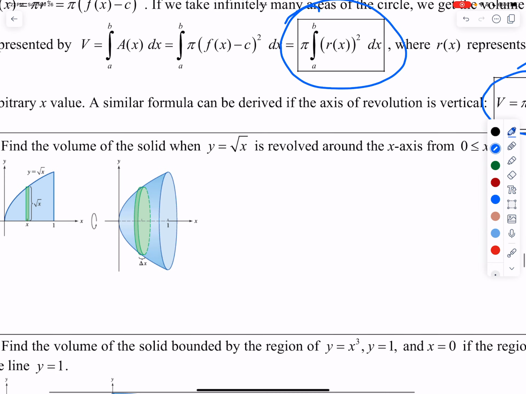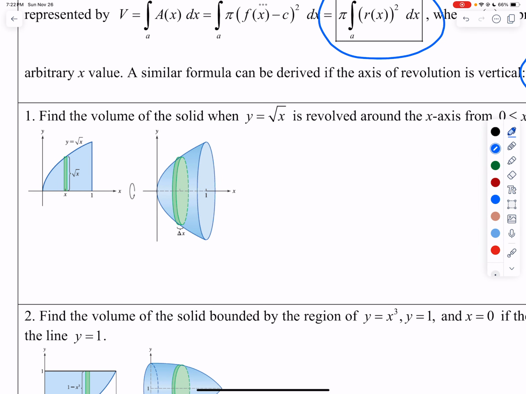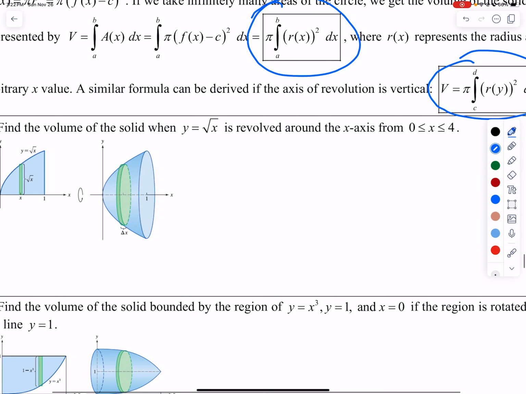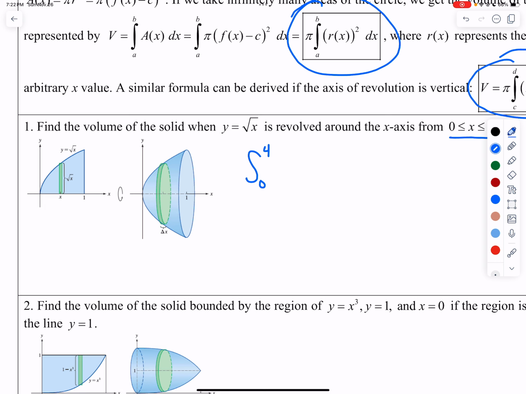All right, so looking at number one, we want to find the volume of the solid when y is equal to square root of x is revolved around the x-axis from 0 to 4. It already gave us my limits of integration of 0 and 4. And then I just need to find out what my radius is. So my radius, remember, is going to be top minus bottom. So my top is going to be the square root of x. My bottom is going to be 0, and then I'm going to square it.